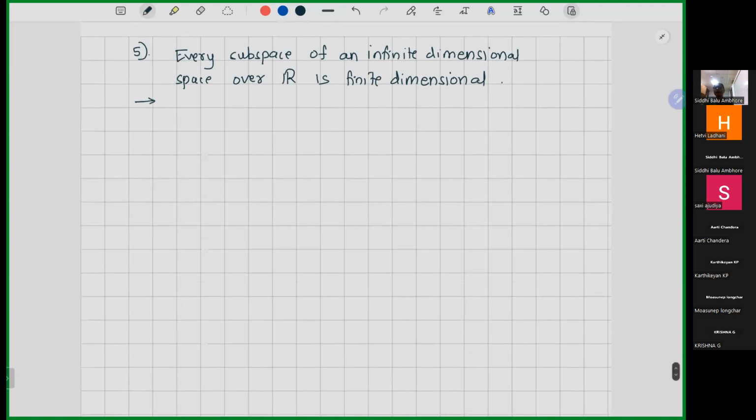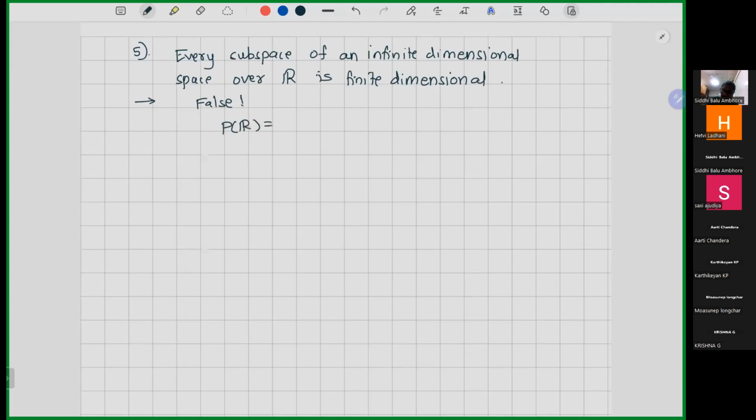They are saying that if I have an infinite dimensional vector space over R, every vector subspace is finite dimensional. As Karthikeyan and Hetvi said again, it is false. Okay, so this is false. And to be precise, let us give a counterexample which we have been seeing so far.